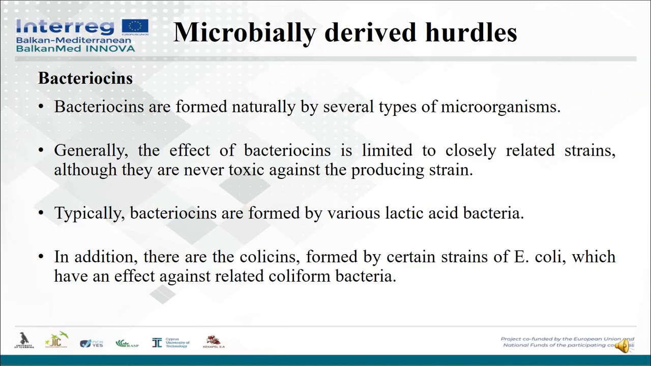Other microbially derived hurdles are bacteriocins, which are formed naturally by several types of microorganisms. Generally, the effect of bacteriocins is limited to closely related strains. Although they are never toxic against the producing strain. Typically, bacteriocins are formed by various lactic acid bacteria. In addition, there are the colicins, formed by certain strains of Escherichia coli, which have an effect against related coliform bacteria.